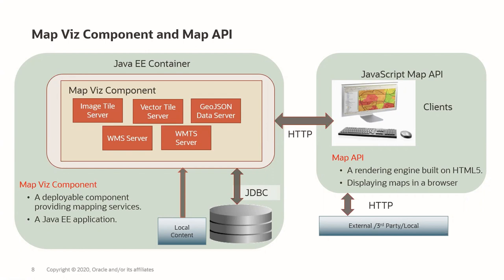Normally, the map API is bundled together with the map viz server in an EAR file, so they can all be deployed into a web container. However, you can also use the Map API standalone without the presence of the map viz server. Normally, the Map API interacts with the map viz server to get mapping services, images or data, and some others. It could also interact with external third-party mapping services to bring in maps and data as well.